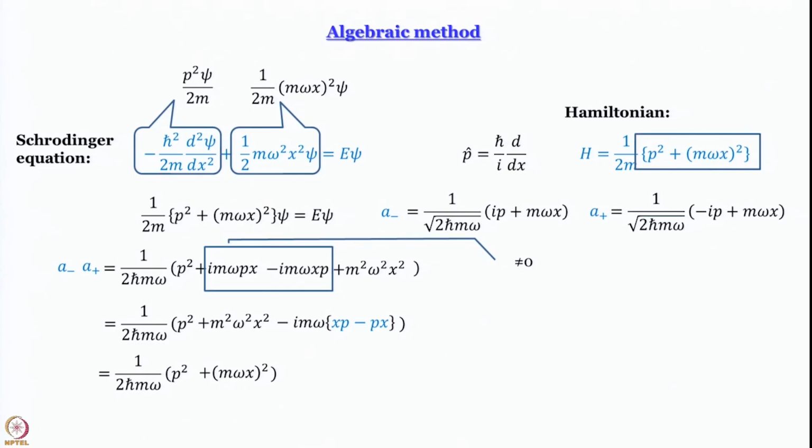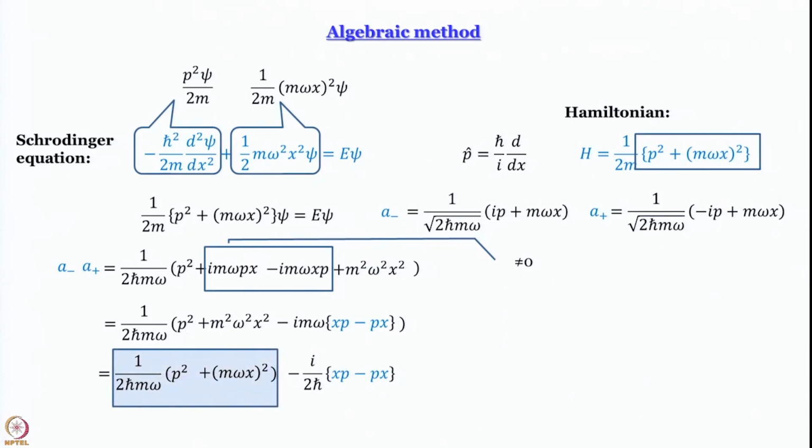Before that, let me just say this. The first term that we get, 1 by 2 h cross m omega, p square plus square of m omega x. I hope you have already spotted it elsewhere on the slide. If not, just wait a little bit. Second term will be minus I divided by 2 h cross, m omega in the numerator, m omega in the denominator just cancel, and you are left with minus I by 2 h cross x p minus p x.